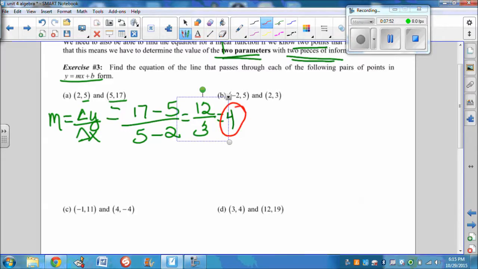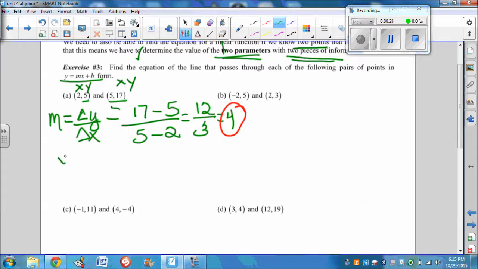We just did this in the last question. So I've got an x and a y, and I've got another x and another y. You pick. It doesn't matter which one you pick. If you pick this first point, 2, 5, that's cool. If you pick the second point, 5, 17, that's fine too. I'm probably going to pick 2, 5 just because they're smaller numbers to deal with.